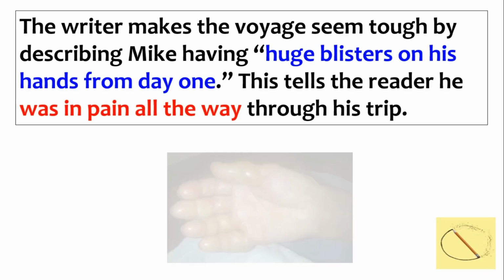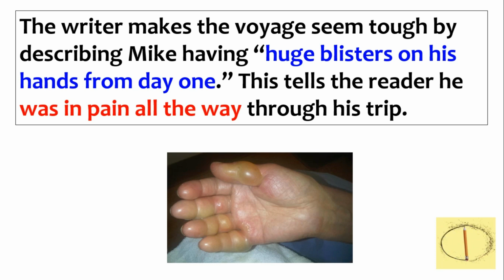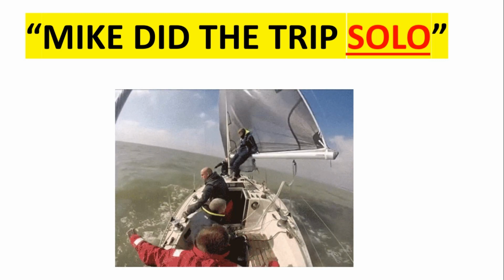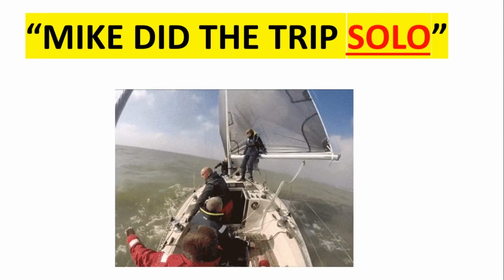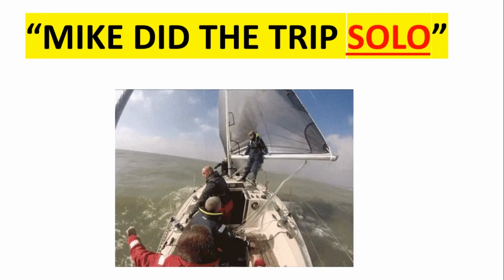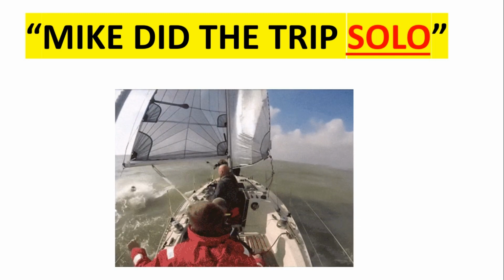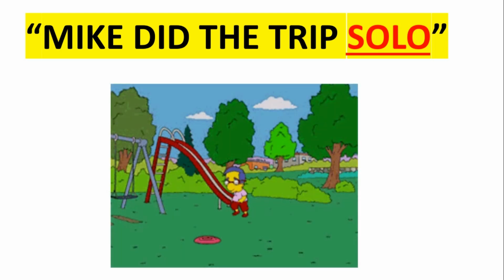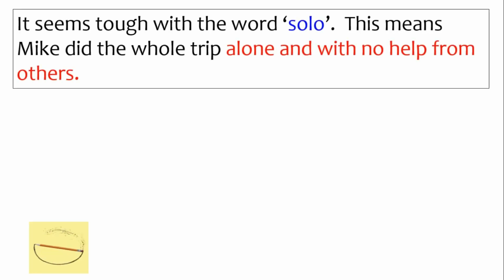Okay, so I've put, the writer makes the voyage seem tough by describing Mike having huge blisters on his hands from day one. There's my quote. Why have I put it in there? Why did it make the trip sound tough? I put, this tells the reader he was in pain all the way through the trip. Very simple point. Another one I'm going to talk about is that it says in the trip that Mike did the trip solo. Why did the writer bother putting that? Mike could have done the trip with 20 or 30 people helping him, but he didn't. He did it on his own. So he didn't have anyone helping him. He probably would have got lonely. If something had to happen with the boat at 3 a.m., he couldn't rely on anyone else to do it. He had to do it. So I've put, it seems tough with the word solo.